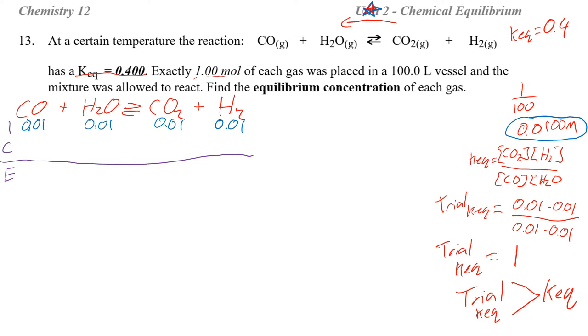So it's shifting left. So if it's shifting left, that means since it's at a 1-to-1 to 1-to-1 ratio, these are all going to increase by a factor of x. If the reactant side is increasing by a factor of x, the product side is going to be decreasing by the factor of x. And then 0.01 plus x equals 0.01 plus x. And that's the same thing for this one, 0.01 plus x. That means this is 0.01 minus x and 0.01 minus x.